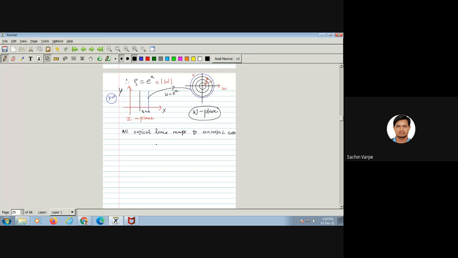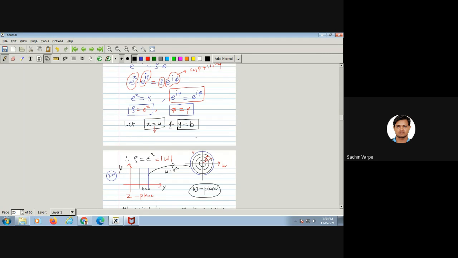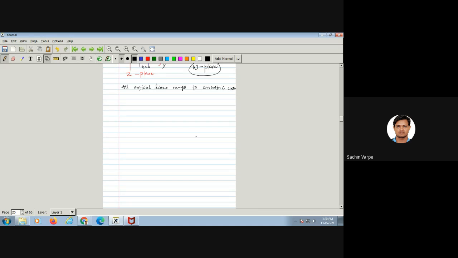Let us now see the image of this, phi equal to y. What did we just get? The transformation of x equal to a. Now let us see y equal to b. For this line y equal to b, we will get phi equal to b, right? Because phi equal to y we are having. Yes or no? Yes. So phi equal to b.